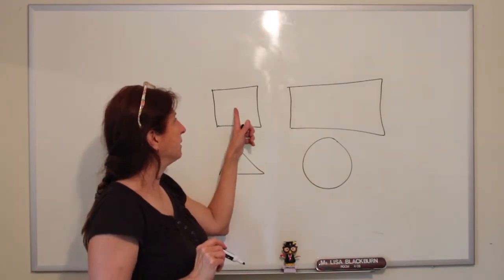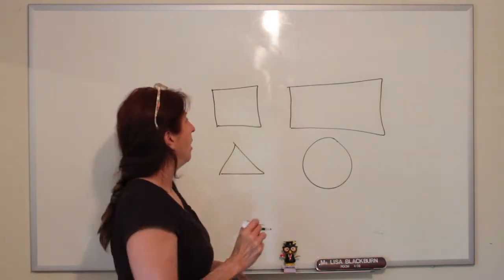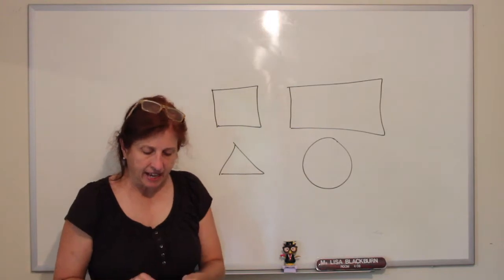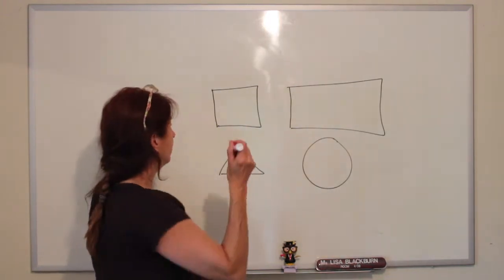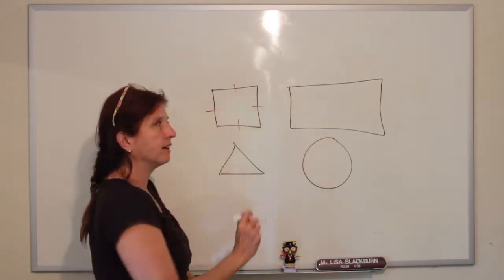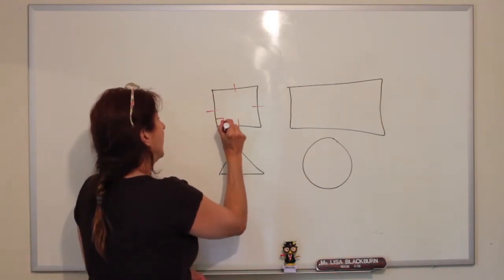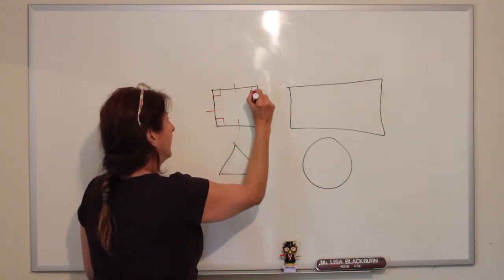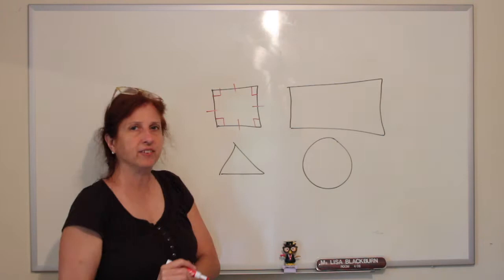For something to be a square, all of its sides have to be the same length. Those are my red lines that mean same length. And all the angles have to be right angles. So that's the definition of a square.